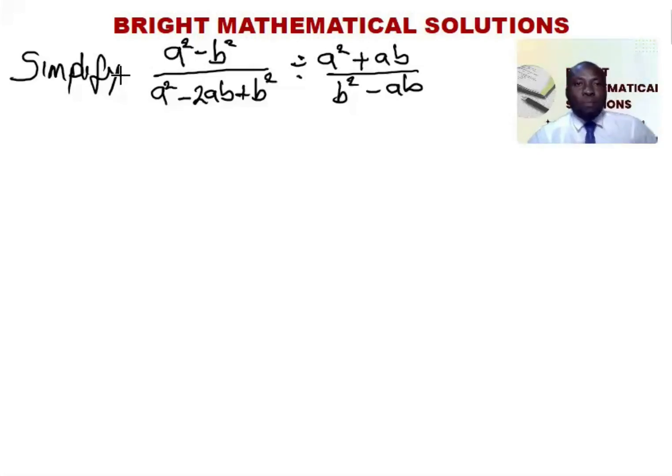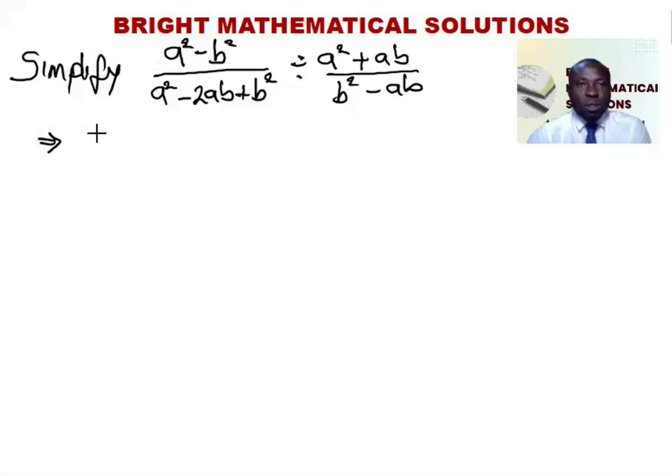The question says simplify (a square minus b square) over (a square minus 2ab plus b square), divided by (a square plus ab) over (b square minus ab). The first thing to do is to factorize. And how do you factorize?